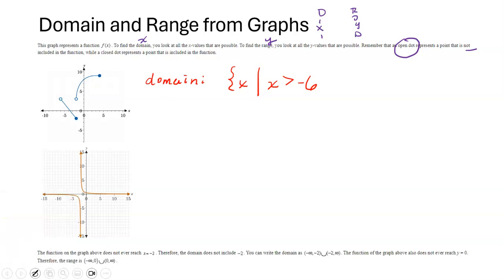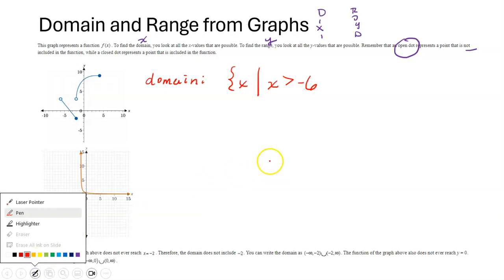Let's see if I can erase. Can I move this? Why can't I erase it? Well, never mind.